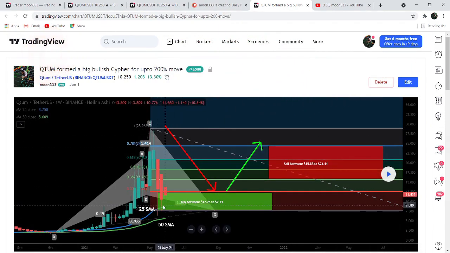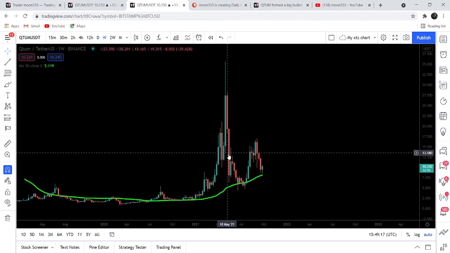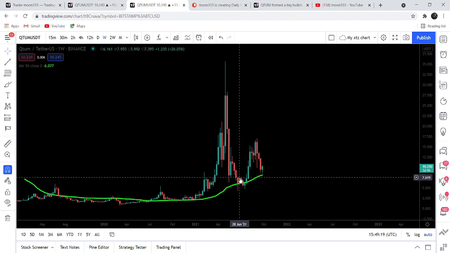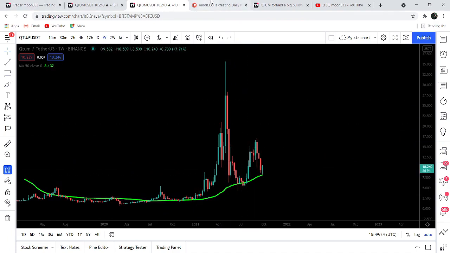We also had nice support of this 25 simple moving average, and this 50 simple moving average was also moving up to provide the support to the price line. Now after playing the chart, we can see that the price line for a while moved below the potential reversal zone or buying zone and tested the 50 simple moving average on the weekly time frame. If we take a look at the weekly live time frame, then we can see that the price line tested the 50 simple moving average here, and we had a nice move to the upside.